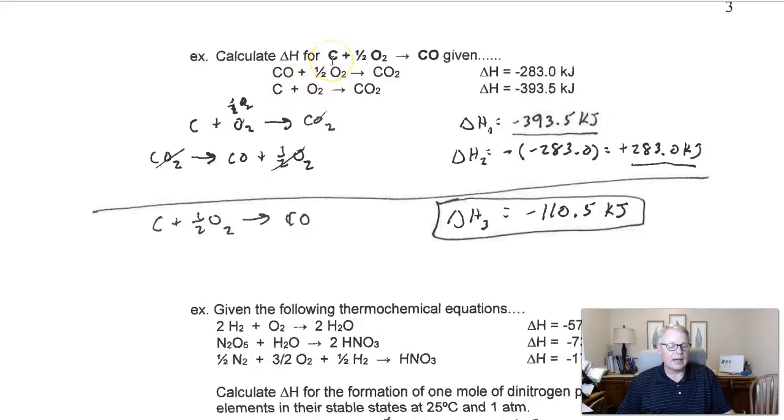Third thing I ask myself is, how many moles of carbon do I really need here? Well, I need 1 mole. How many moles of carbon do I have here? Well, I have 1 mole. So I have the carbon on the proper side, and I also have the proper amount. So we're just going to use that equation as is. I'm going to write down carbon plus O2 goes to CO2, and I know delta H for that is negative 393.5 kilojoules.